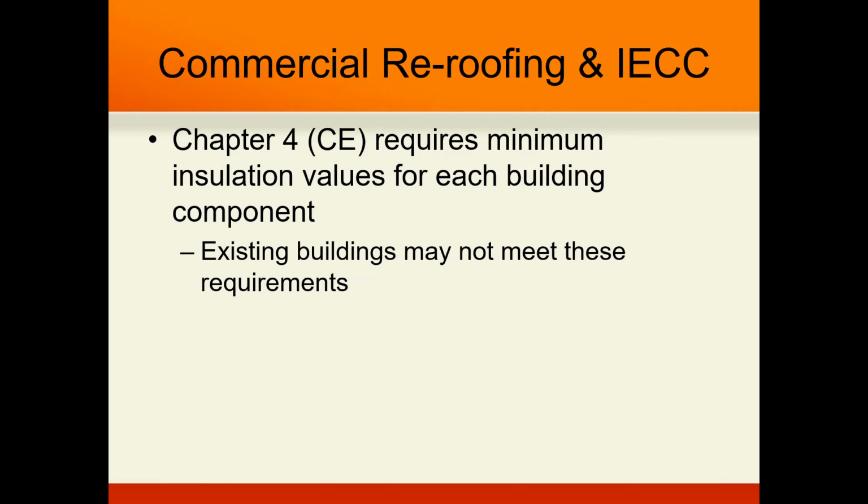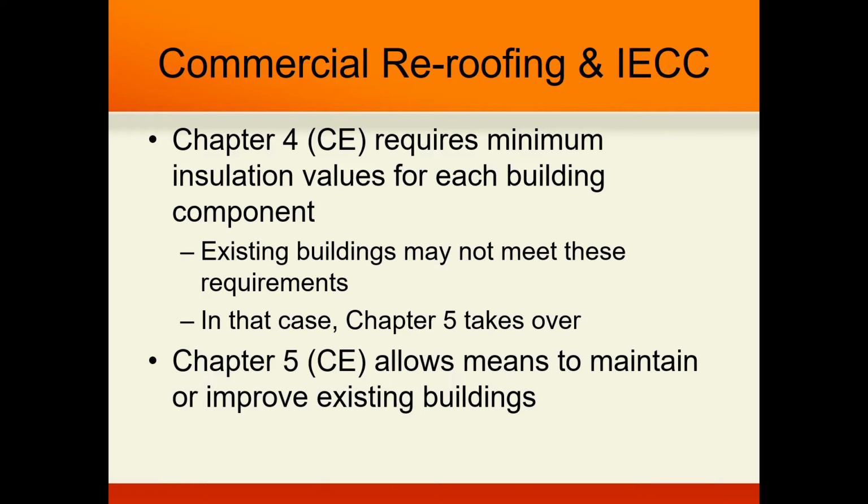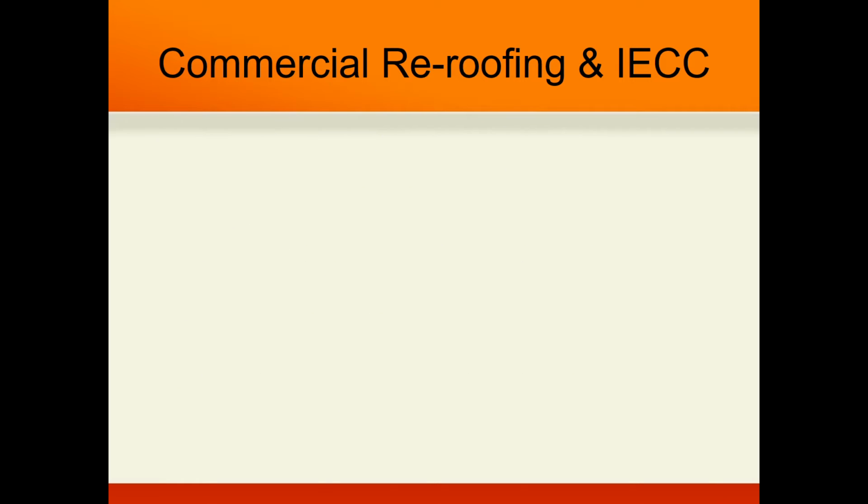Chapter 4 requires minimum insulation values for each building component. Existing buildings may not meet these requirements. That's where Chapter 5 takes over. And again, Chapter 5 allows us to maintain or improve the existing building. That's the best part about it. It doesn't require us necessarily to increase it. However, you will find when we start talking about commercial re-roof, there's a slight little caveat that doesn't necessarily mean that's what's going to happen.